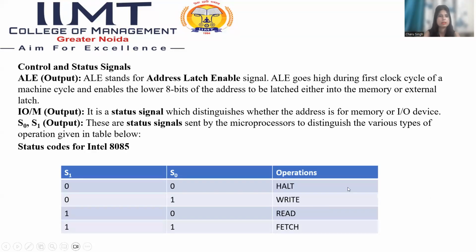Let's talk about the control and status signals. We have ALE, the address latch enable signal. ALE goes high during the first clock cycle of the machine cycle and enables the lower eight bits of the address to be latched either in the memory or an external latch. IO/M is a status signal which distinguishes whether the address is of the memory or the IO devices. S0 and S1 are status signals sent by the microprocessor, which distinguish the various types of operations.